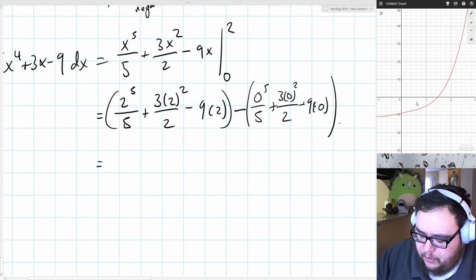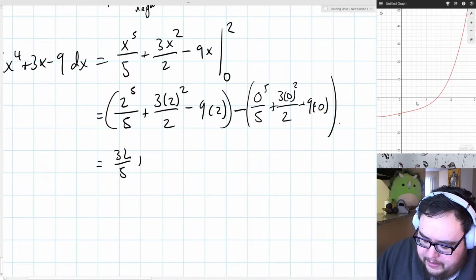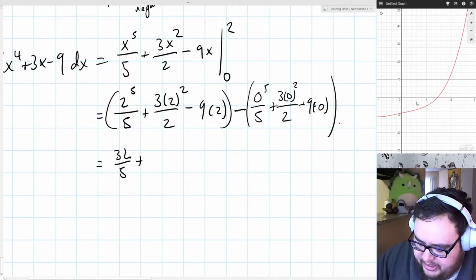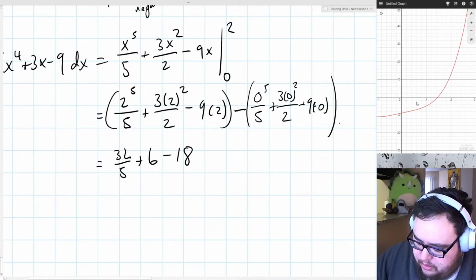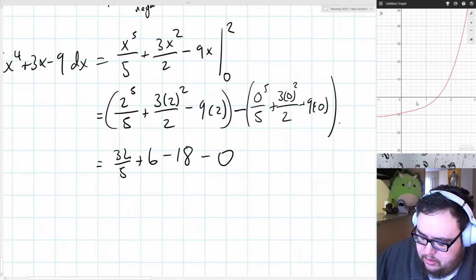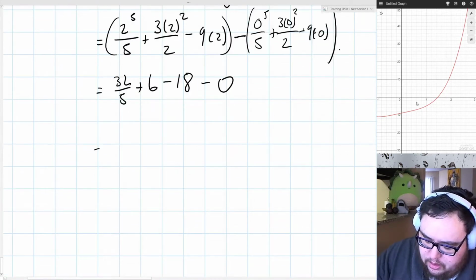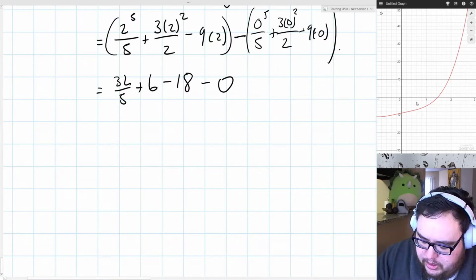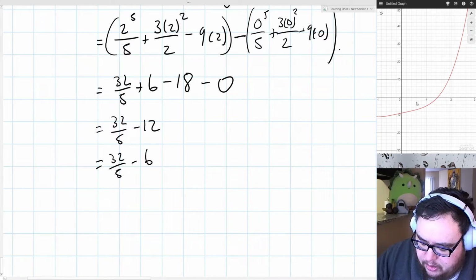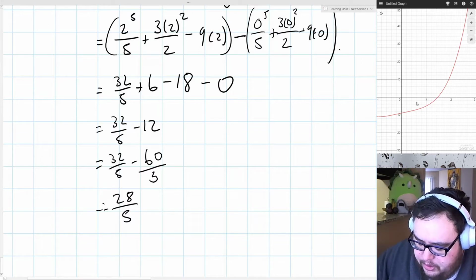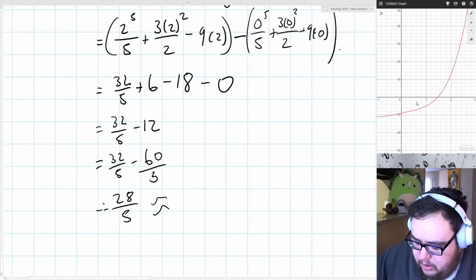So 2 to the 5th over 5 is 32 over 5. Plus 3 times 2 squared over 2 is just 6. Minus 18. And this whole thing ends up being 0. So we end up with 32 over 5 minus 12, which is 32 over 5 minus 60 over 5, which is 28 over 5. Sorry, negative 28 over 5, which is, what, negative 5.6. That's not about, that's actually exact.